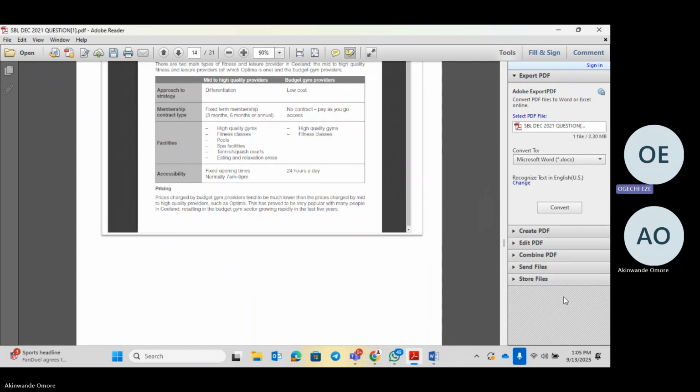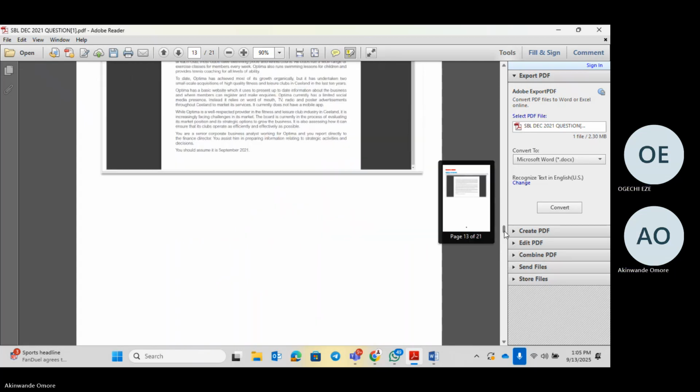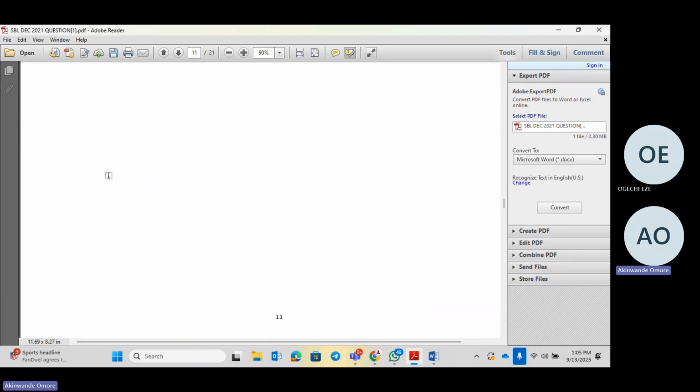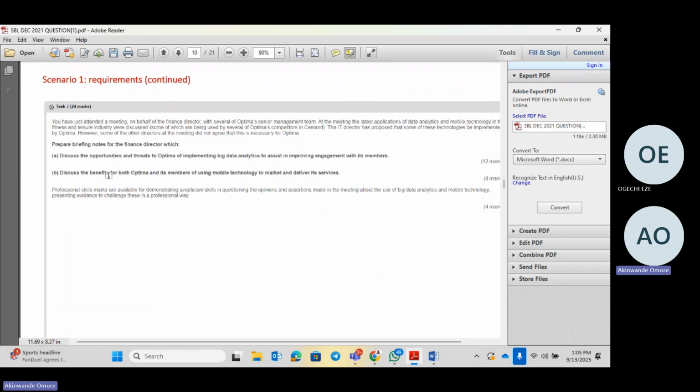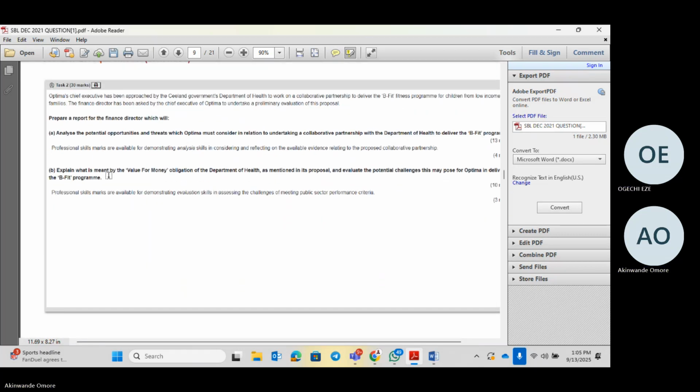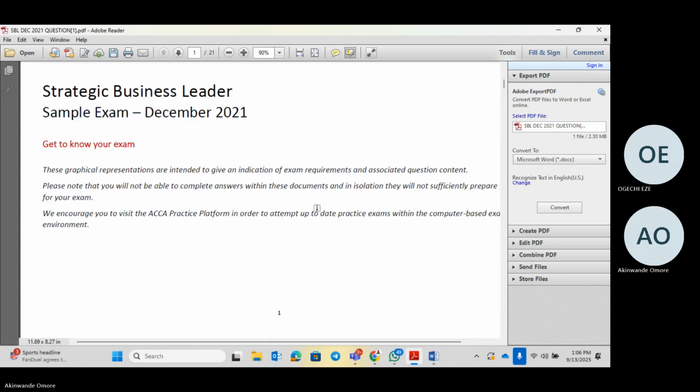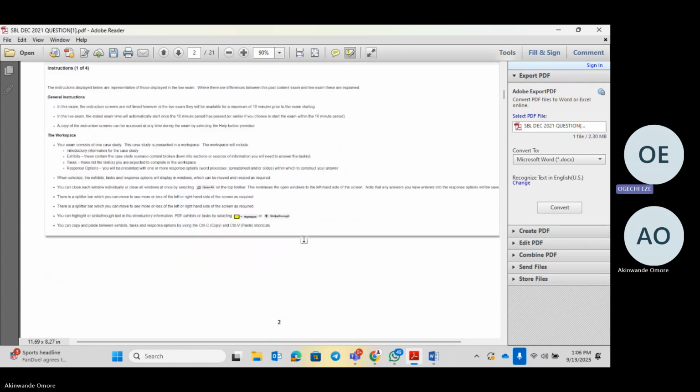Let's see the answer that Zainab gave us. Okay, that one was just talking about opportunity and traits. So have you gone through it? Which of the exhibits have you seen? I didn't read through it at all.